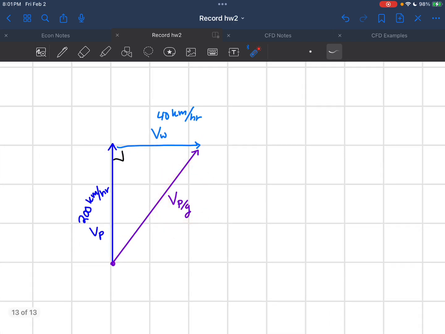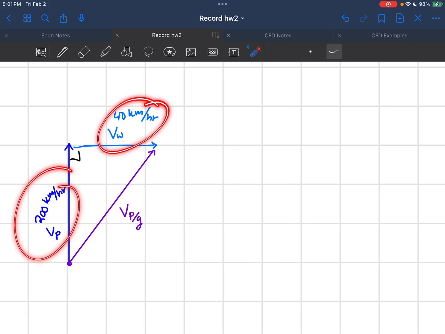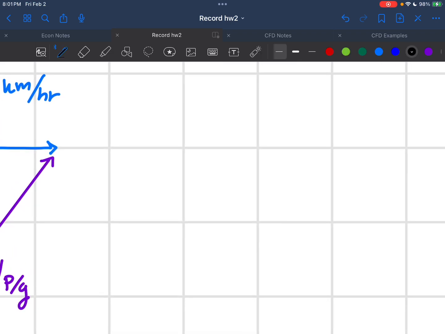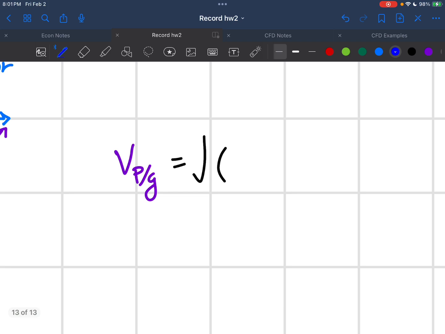We can get our speed relative to the ground, which is the magnitude of this velocity. We can get our speed using our Pythagorean theorem. So it just says that this squared plus this squared equals this squared. So my velocity of the plane relative to the ground can be the square root of 200 kilometers per hour squared plus my 40 kilometers per hour squared.